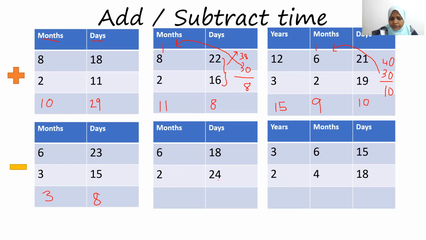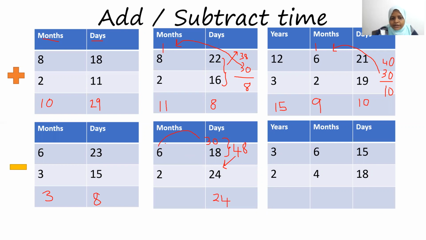18, you can't take away 24. Now there is a problem. Now what you do is you have to borrow. Usually you borrow one from here, put that one in front of this, all that is the normal addition subtraction. But here, when you borrow a month from here, when the month becomes days, it becomes 30 days. Am I right? Okay, it becomes 30 days. And altogether here you have 48. Hope it is clear for all of you. From this 48 only you have to subtract 24.